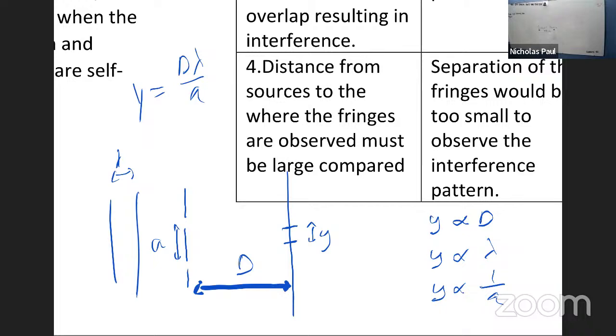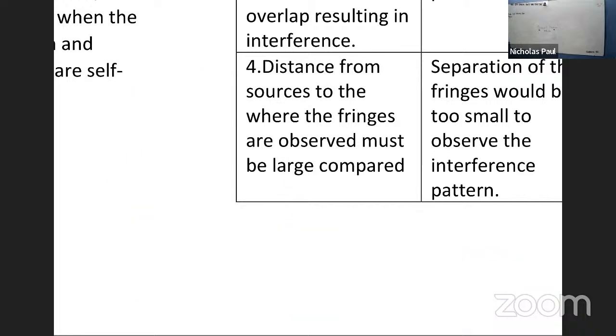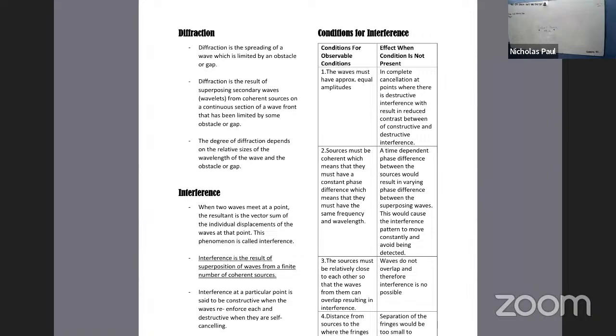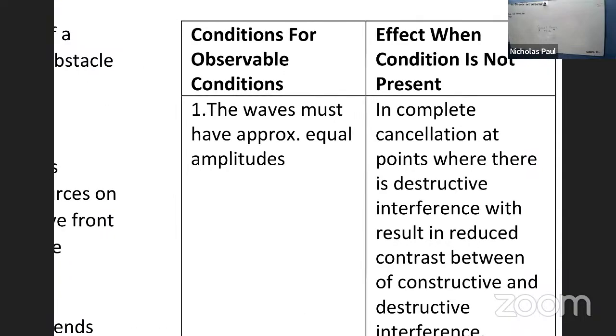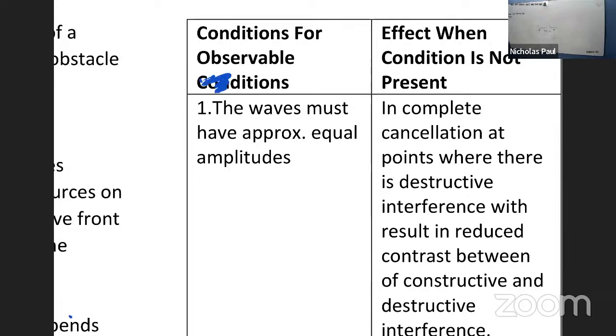Right, so let's take a small read here. Conditions for observable interference. The waves must have an approximately equal wavelength. These are the conditions for observable interference.